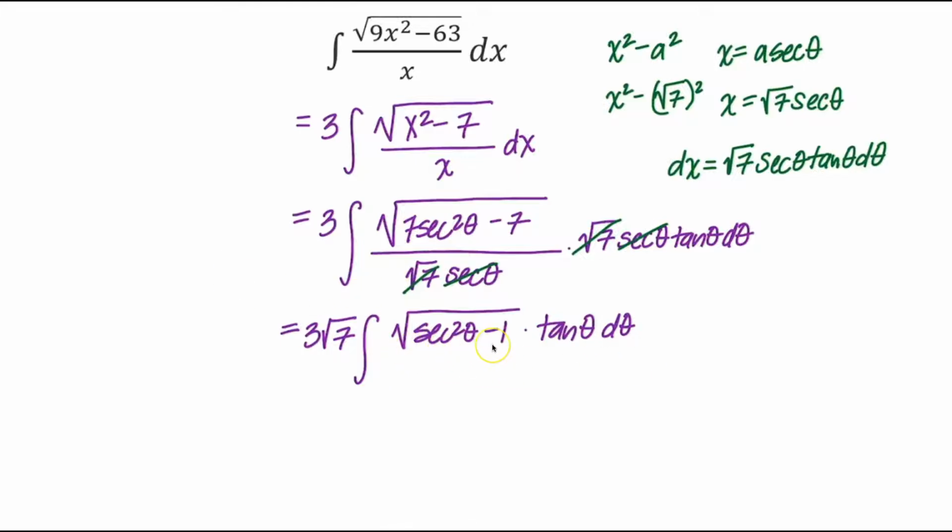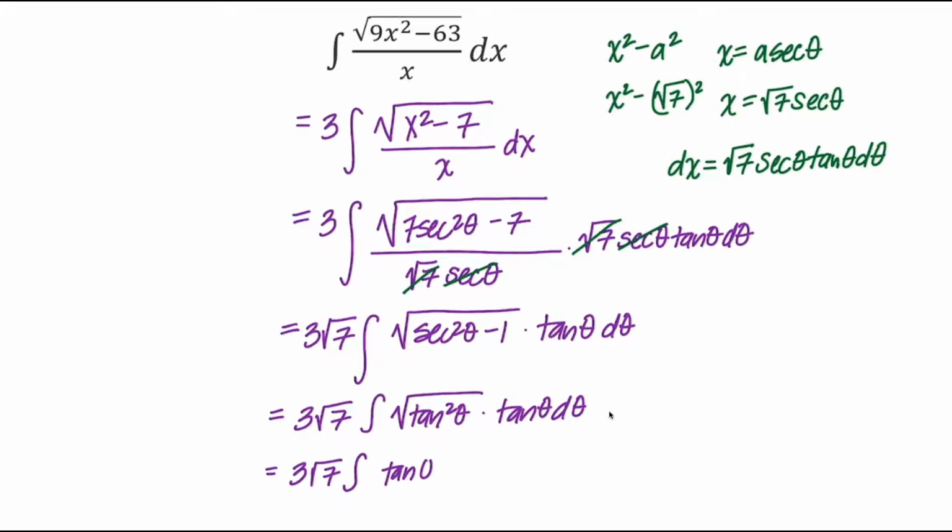Well, secant squared theta minus 1 is tangent squared theta. So I have 3, the square root of 7, the integral of radical tangent squared theta times tangent theta d theta. The square root of tangent squared theta is just tangent theta under the restricted domain. So we're going to have a tangent theta times a tangent theta for a tangent squared theta as the integrand d theta.